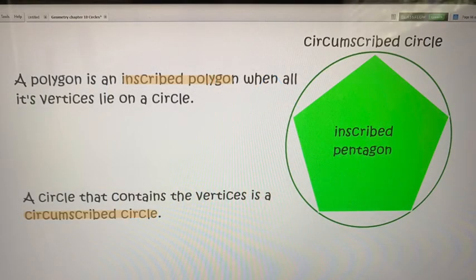Okay, another couple of definitions we need to know is an inscribed polygon. A polygon is inscribed when all of its vertices lie on a circle. This is an inscribed pentagon. A circle that contains the vertices is called a circumscribed circle.